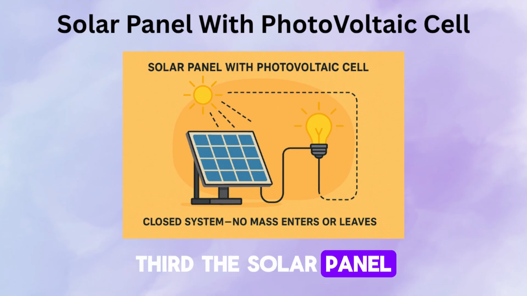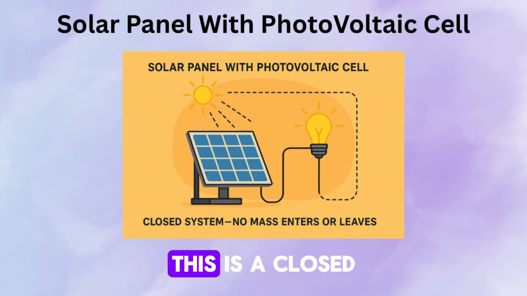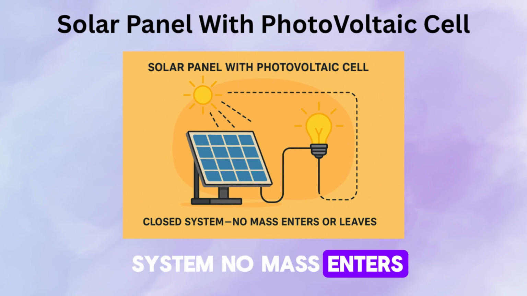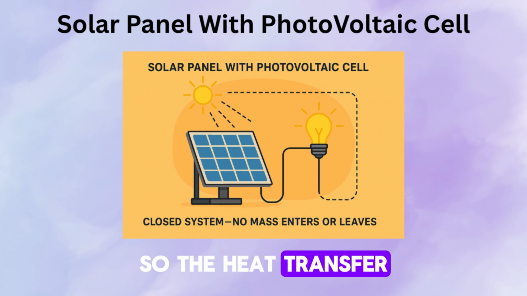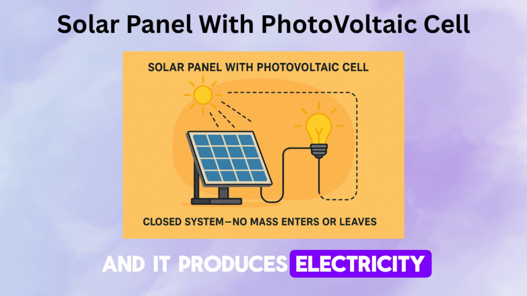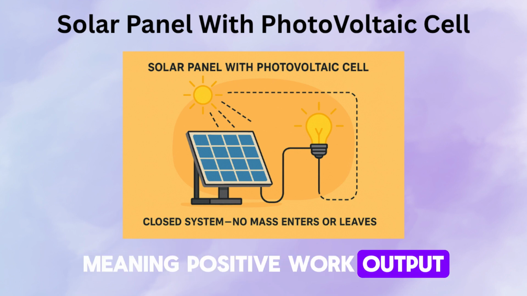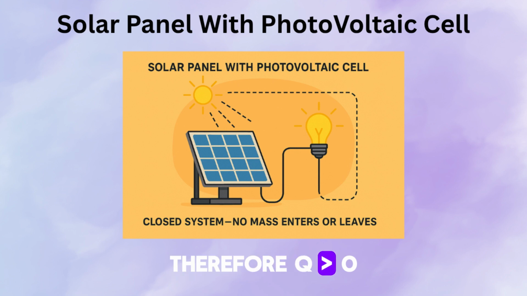Third, the solar panel with a photovoltaic cell. This is a closed system. No mass enters or leaves. It absorbs heat from the sun, so the heat transfer is positive, and it produces electricity, meaning positive work output. Therefore, Q greater than zero and W greater than zero.